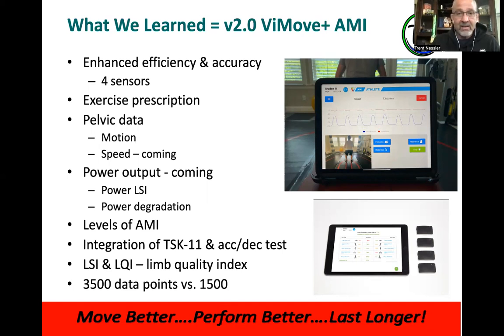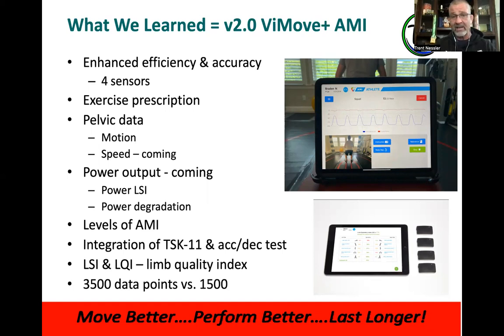So part of the second version, this is just a picture of it in operation during a squat, also what it looks like. Obviously, it's a much more enhanced system. We actually have an increased efficiency of use of the system. The accuracy is increased. We actually get pelvic data. Right now, we get how much does your pelvis move. Again, we're validating in the lab the speed component to that. Speed's always harder to capture.